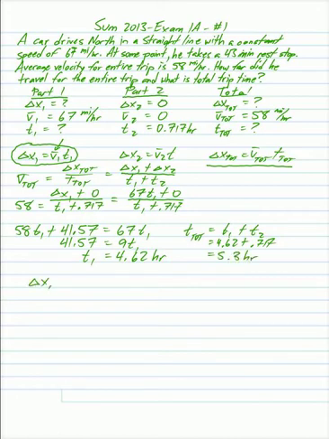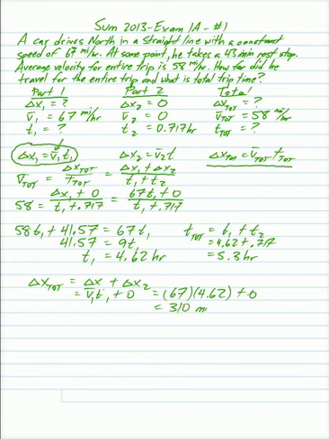And then delta x total, which is delta x1 plus delta x2. Well, we found that that's v1 t1 plus 0. So that's 67 times t1 plus 0. And so delta x total works out to be 310 miles. Okay, so there's my solution. My total time, 5.3 hours, and my total distance, 310 miles. That's it.